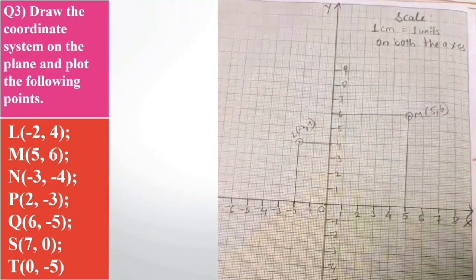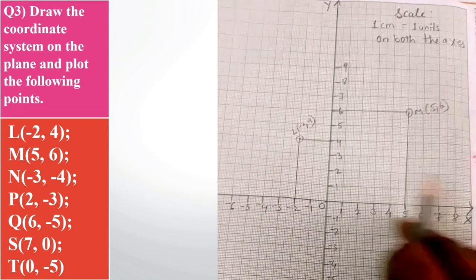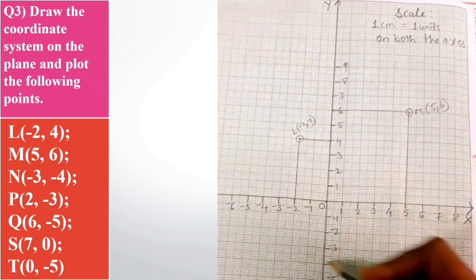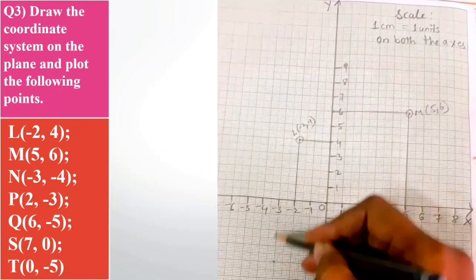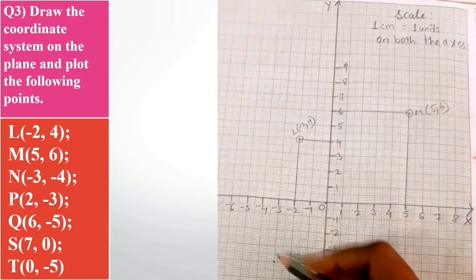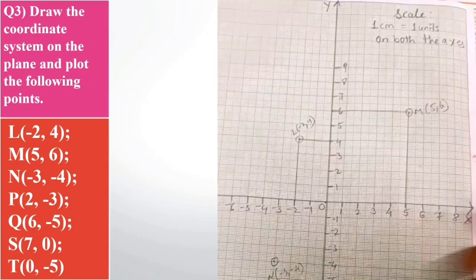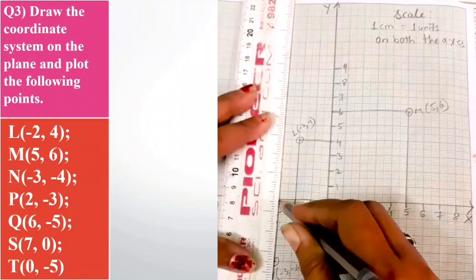In the same way, another point is given, N, minus 3 and minus 4. So the x coordinate is minus 3 and the y coordinate is minus 4. Minus 4 is here. Minus 3 is here. So minus 3 and minus 4. Give the name N, minus 3 and minus 4. Draw the line.